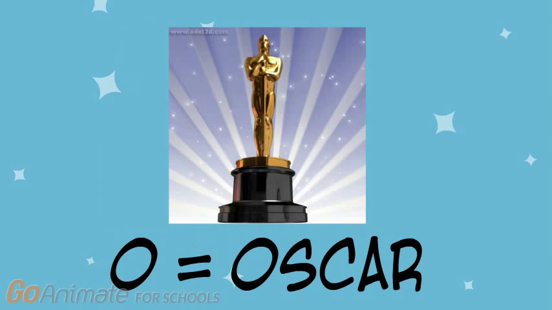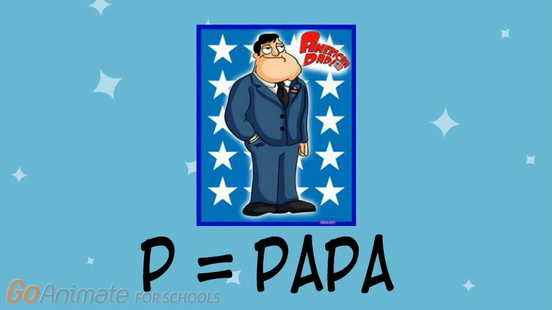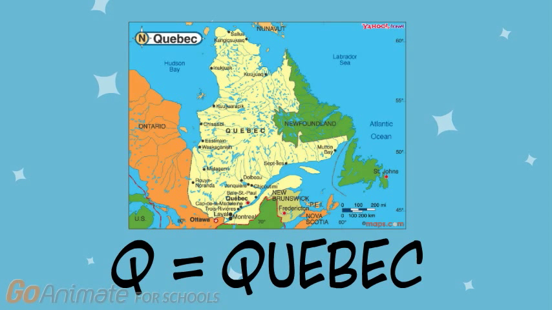O is for Oscar. An Oscar is the nickname for the gold statue, given during the Academy Awards, for the best movies and actors. Think of your number 1 movie, to remember Oscar. P is for Papa. Think about your dad, or your grandfather, for Papa. The word for P. Q is for Quebec.